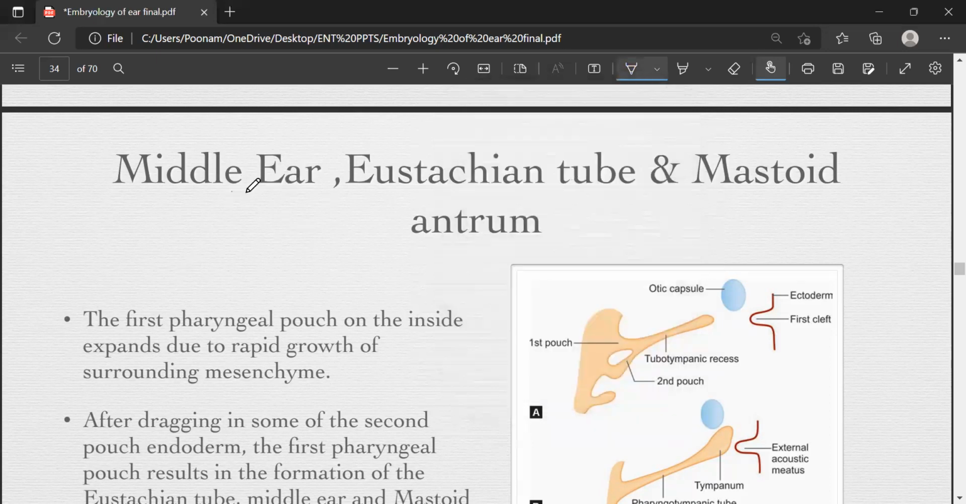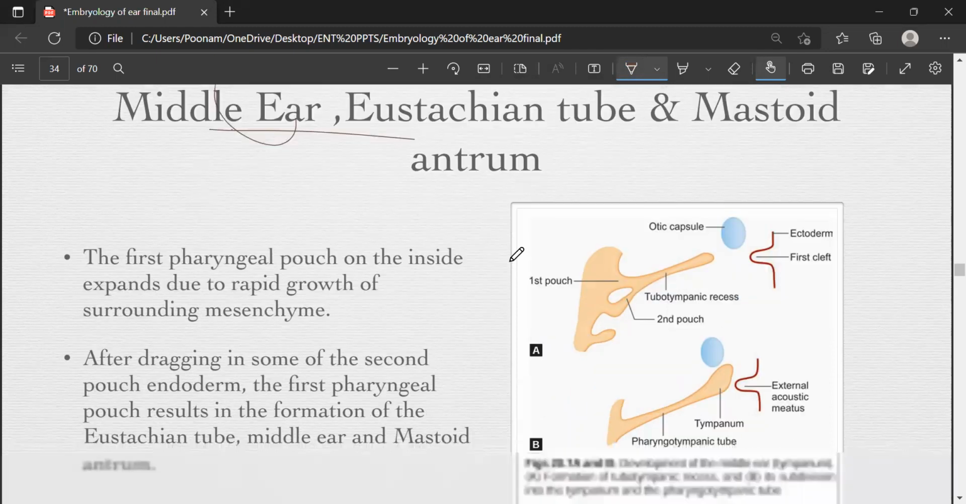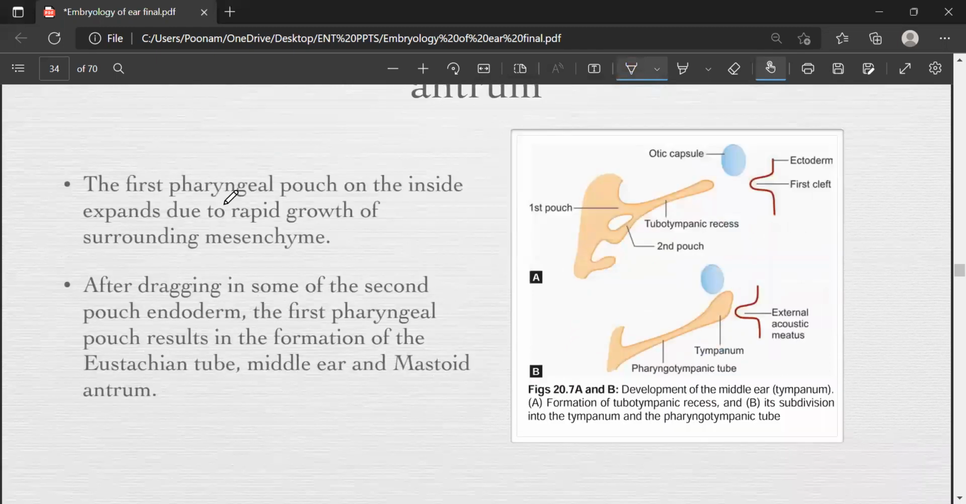So now we are continuing the embryology part 2. Here we are seeing the embryology of the middle ear, Eustachian tube and the mastoid. You can see that the first pharyngeal pouch on the inside expands due to the rapid growth of the surrounding mesenchyme, which has been well depicted in the diagram attached.